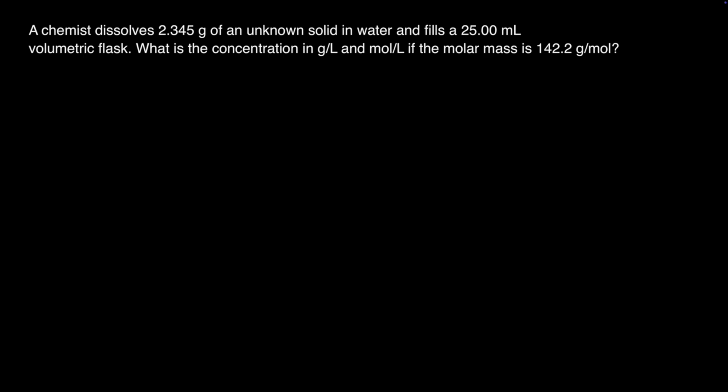A chemist dissolves 2.345 grams of an unknown solid in water and fills a 25 milliliter volumetric flask. What is the concentration in grams per liter and moles per liter if the molar mass is 142.2 grams per mole? This problem will be more like a puzzle of putting together units in the correct places. We need grams and liters to divide them to make grams per liter.